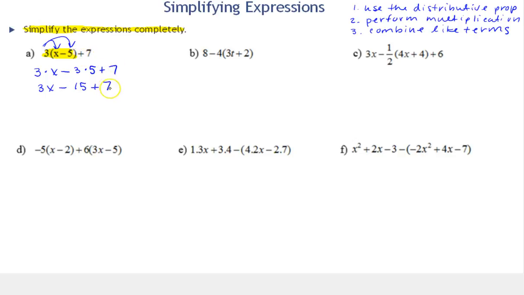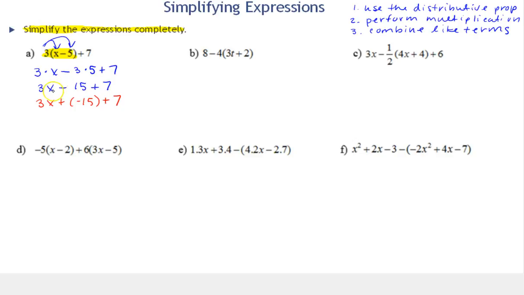Notice I'm bringing the plus 7 down in every expression. Right now we're making a string of equivalent expressions, each one of them getting more simple as we go. So even though we're just working on 3 times x minus 5, don't leave out that plus 7. You may forget it later, and we also want each line to be equivalent. So now we have 3x minus 15 plus 7. Well, 15 and 7 are like terms, and we can think of this as a negative 15. Let me just rewrite this. So 3x plus negative 15 plus 7.